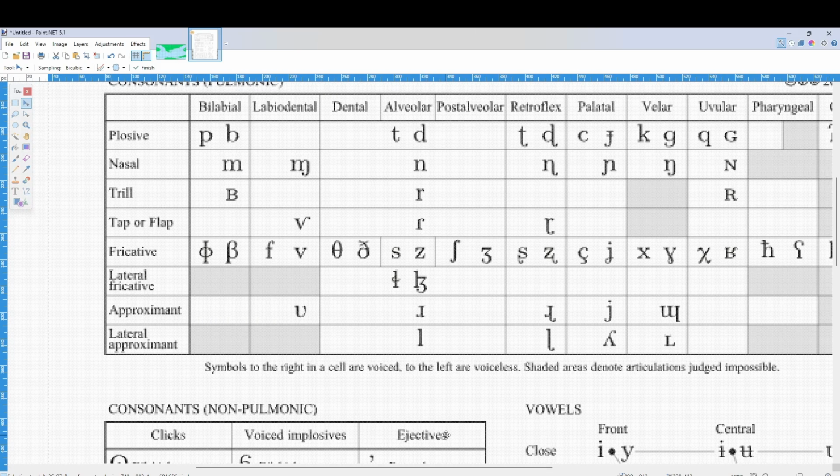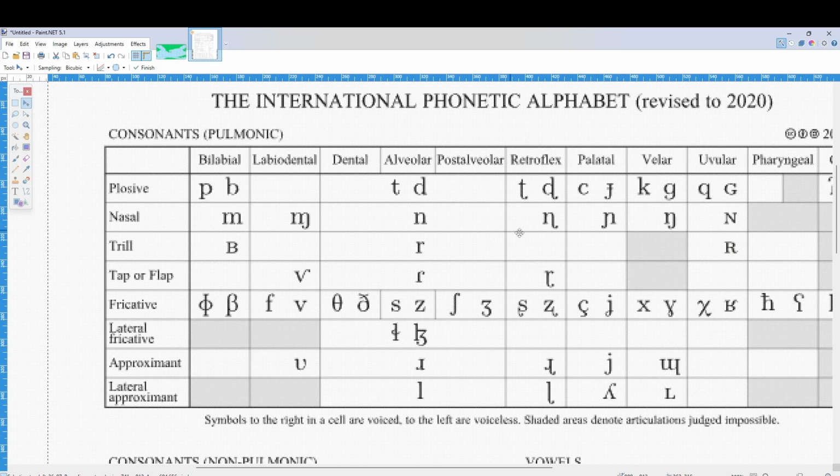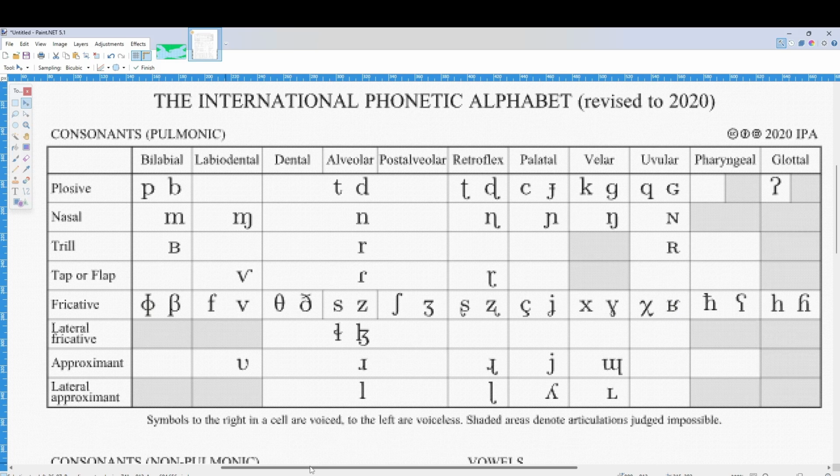And lateral approximants, which are the same thing as lateral fricatives, but they're approximants. La, ya. Alright. So that means all the sounds in this, I'm gonna speed it up a little bit so it doesn't take me 30 minutes to edit this.